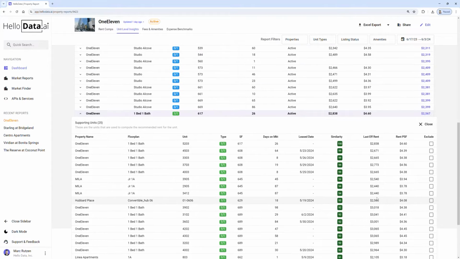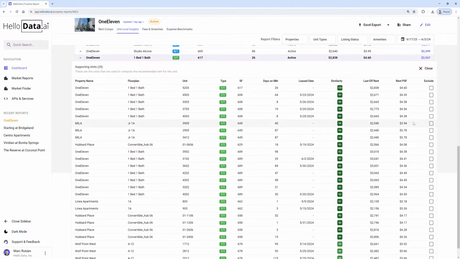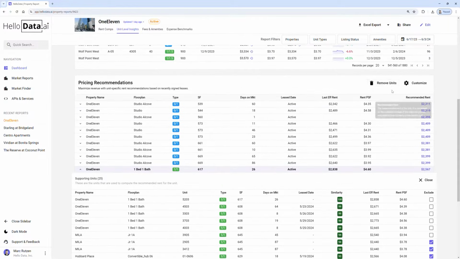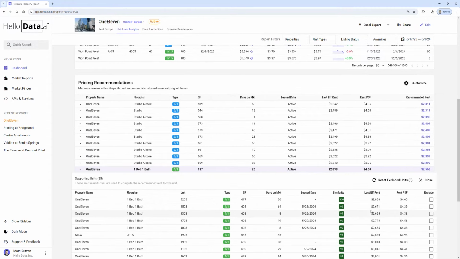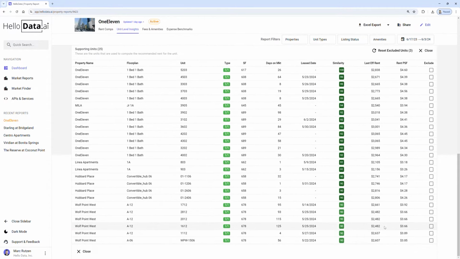So on this table, you have some flexibility. If you disagree with a floor plan comp, you can always come in here and say, nah, I don't think those are good comps. I want to remove those, and then scroll up and click remove units. We're going to update the price recommendations based on those selections and then bring more floor plan comps into the list.